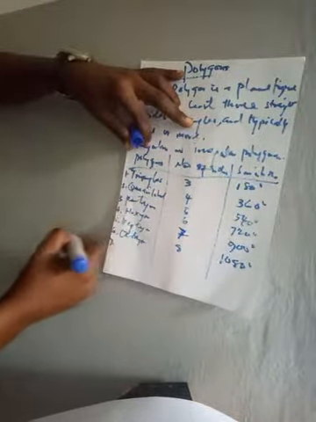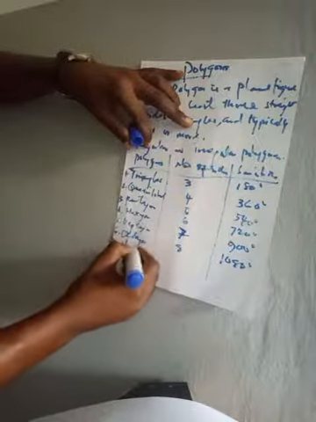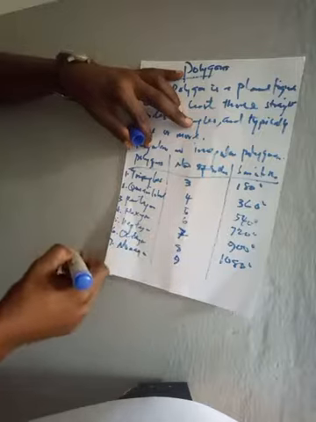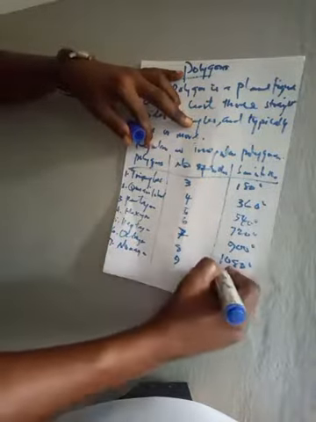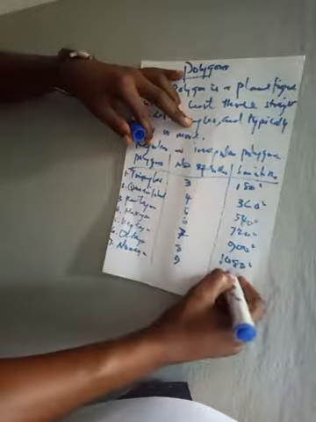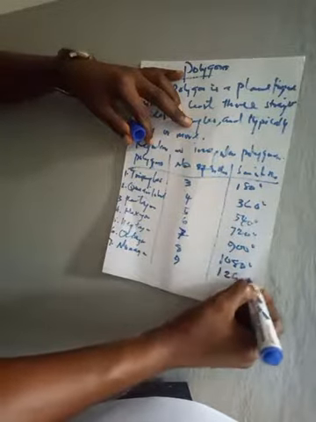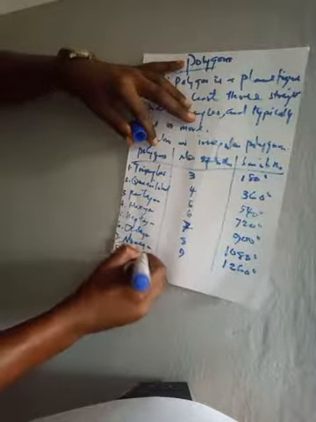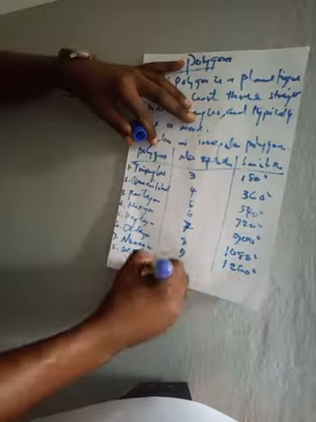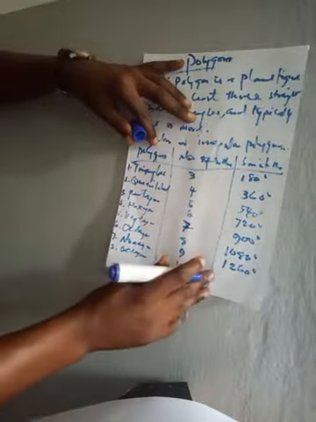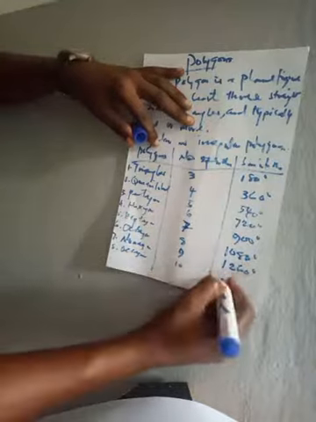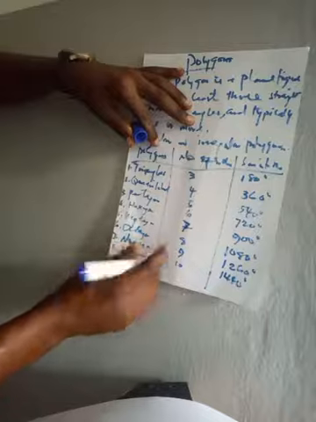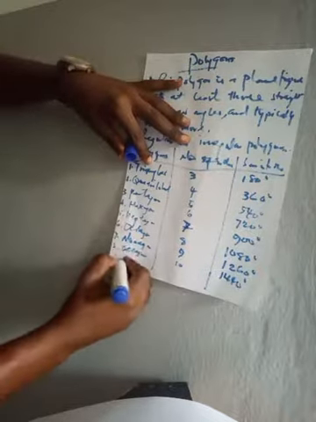Then number 7, nonagon. A nonagon has 9 sides, and the sum of interior angles of a regular nonagon is 1260 degrees. Then we have decagon. A decagon has 10 sides, and the sum of interior angles of a regular decagon is 1440 degrees. You can take it to any length. Let's look at this one, icosagon.